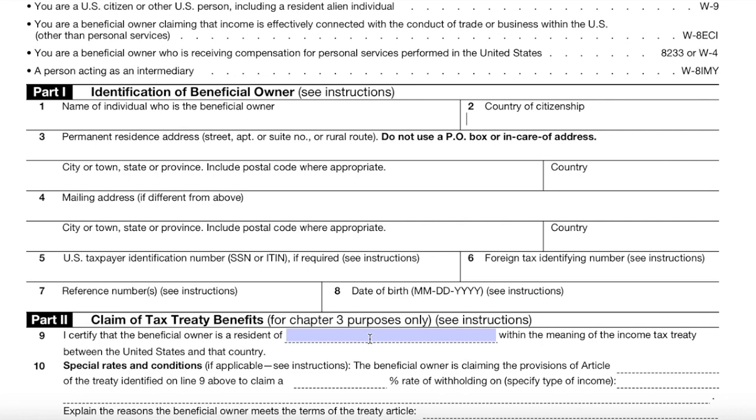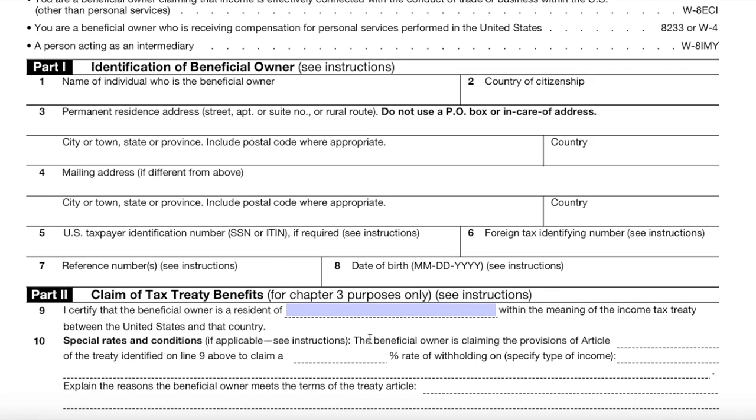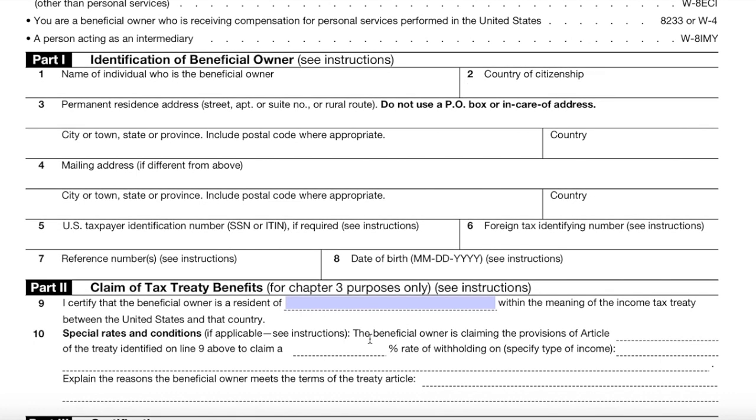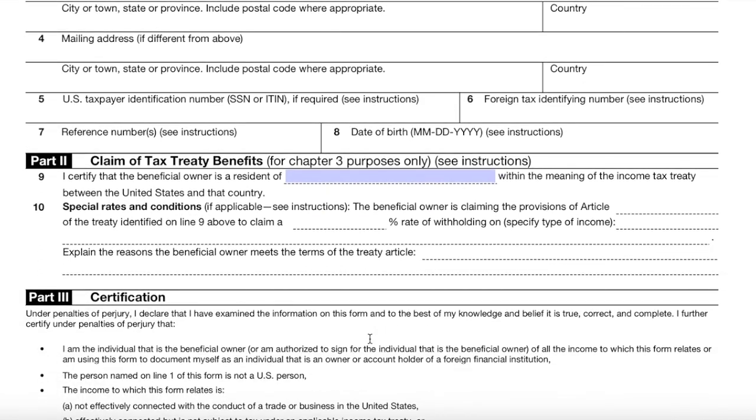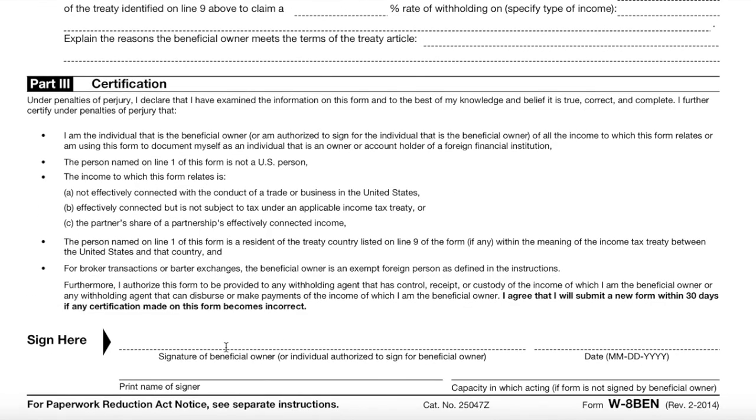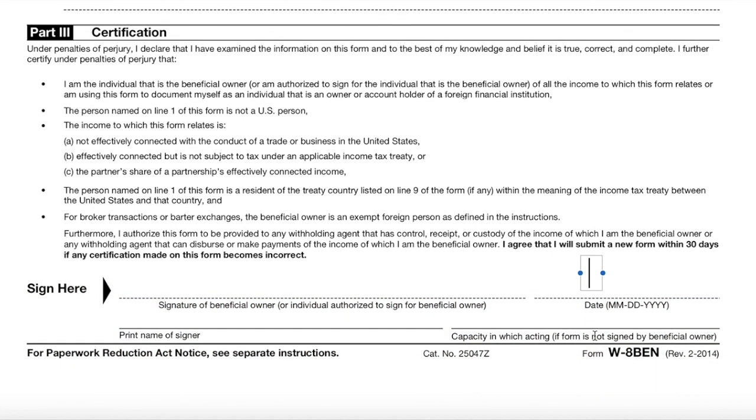And part 2, the only bit really we're concerned with is number 9, and that is I certify that the beneficial owner is a resident of, and in my case, you put United Kingdom or whichever country you're living in. And then you just want to sign it. So put your signature and the date that you signed the form. And that's all there is to it.